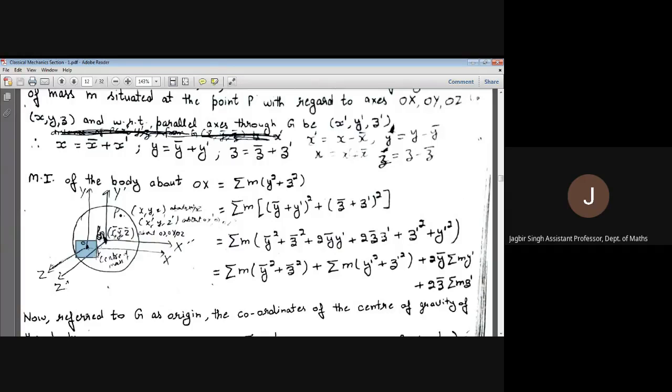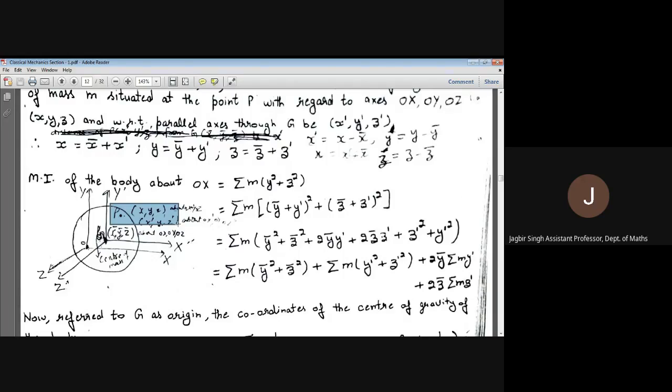Okay, so we are just assuming that the coordinates of center of gravity are x bar, y bar, z bar about the new axis. Consider any point P and assume its coordinates with respect to the new axis are x, y, z, and with respect to center of gravity are x prime, y prime, z prime. Then we know that x will be equal to x bar plus x prime, y will be equal to y bar plus y prime, and z will be equal to z bar plus z prime.